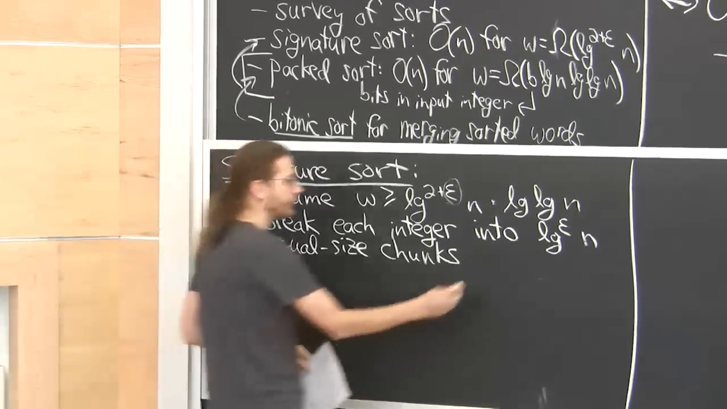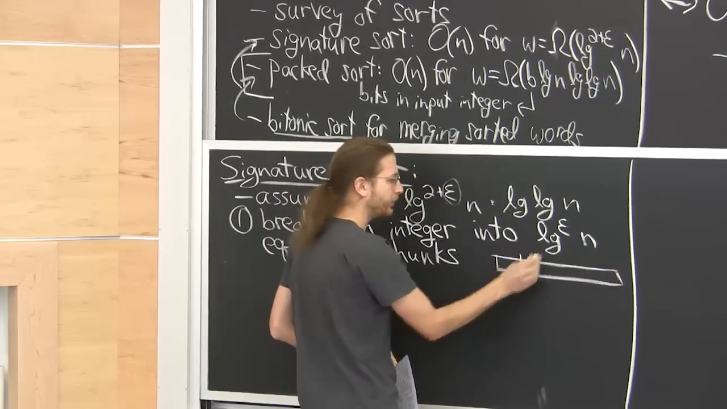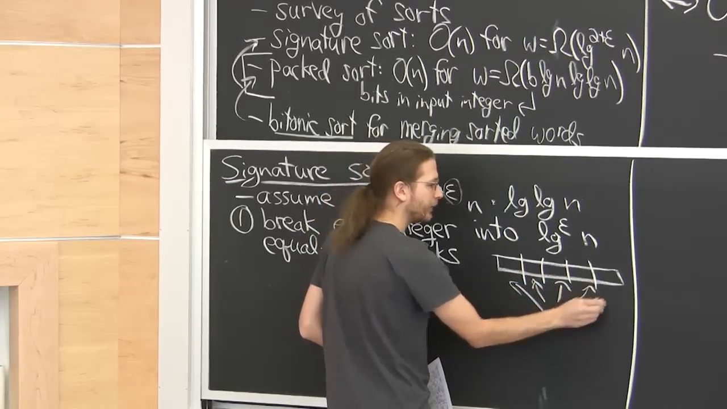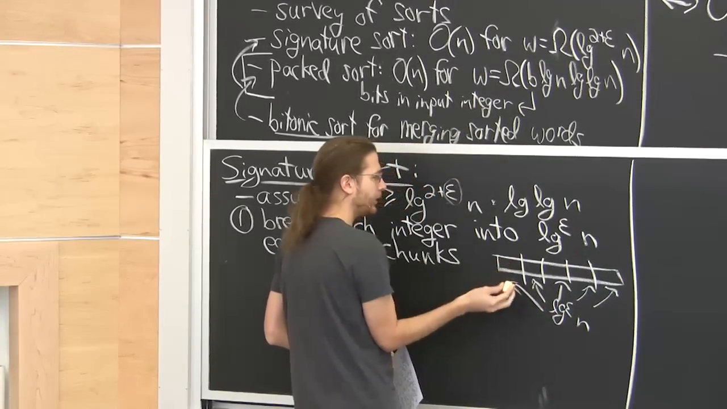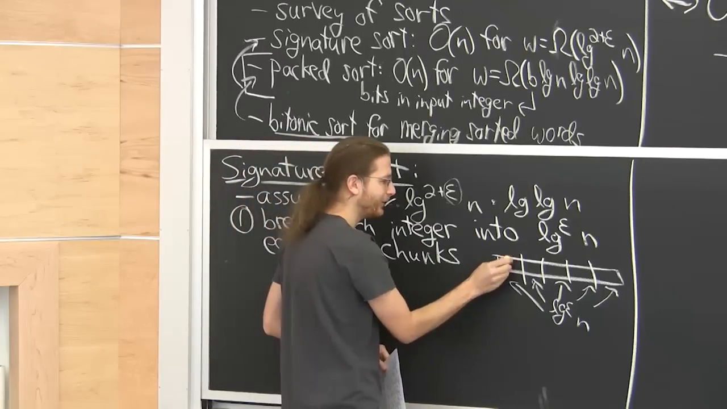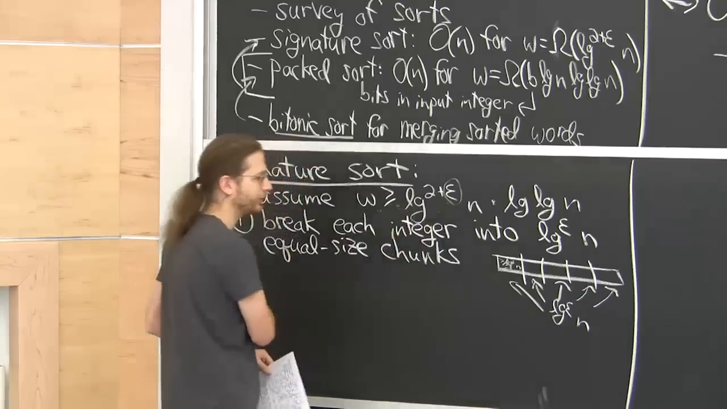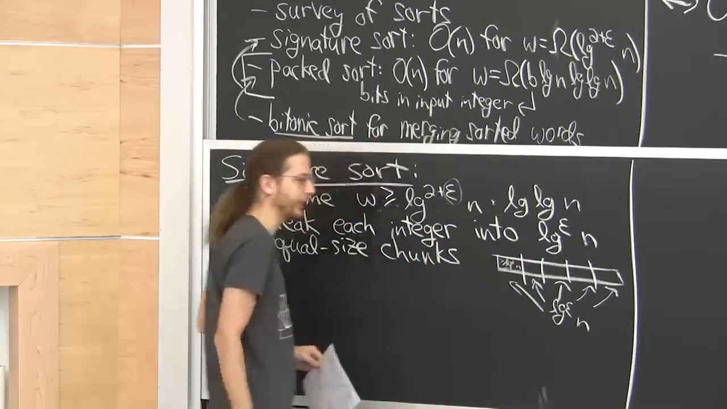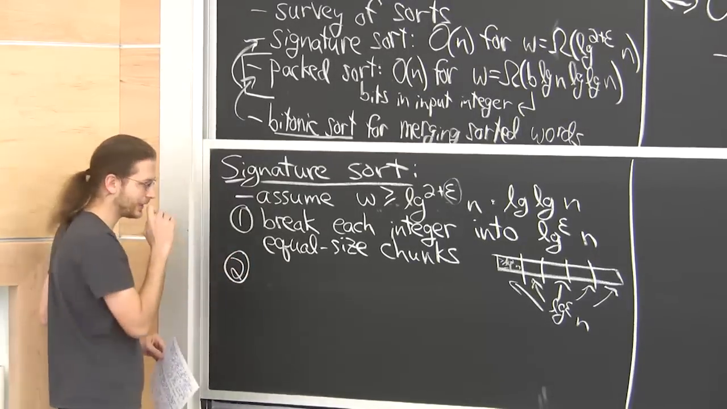The first idea is, well, you've got this giant word, log to the 2 plus epsilon. So let's split it into chunks. And the number of chunks is log to the epsilon. So each chunk could be even bigger. It's at least log squared n, but it could be bigger than that, because w is at least log to the 2 plus epsilon. So these things are of size w divided by log to the epsilon n, which is at least log squared.